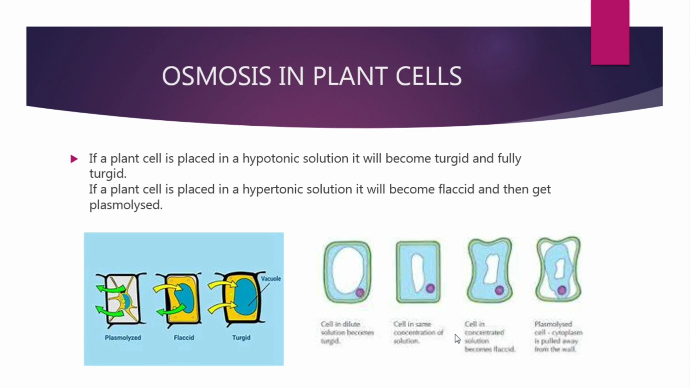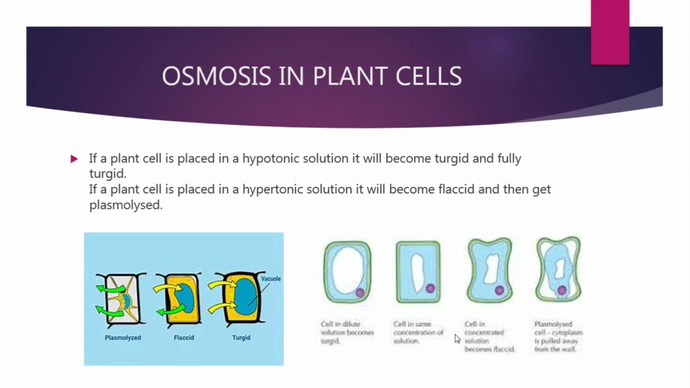Now let's study osmosis in plant cells. If a plant cell is placed in a hypotonic solution, it will become turgid. A hypotonic solution has a high water potential, and we learned that water moves from a high water potential to a lower water potential. So the plant cell would have a lower water potential.